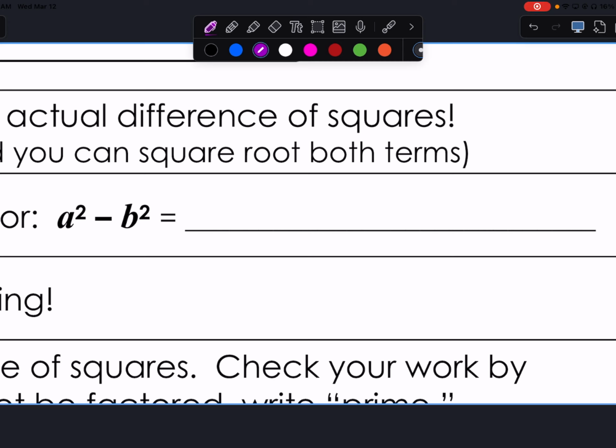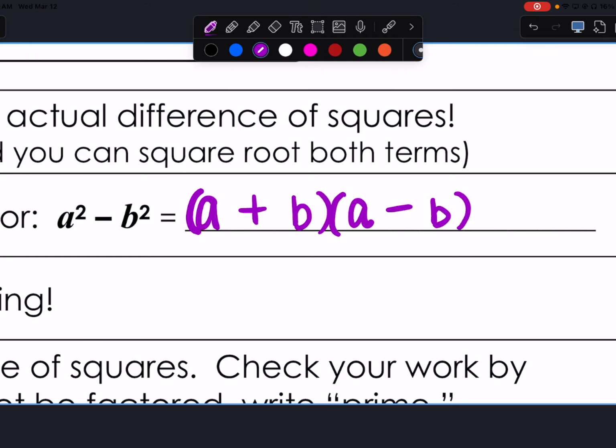So here, all we have to do is set up our parentheses. And what squares to give you a squared? What squares to give you b squared? B. What do you need to get a negative? A positive and a negative. So if you follow that procedure for any difference of squares, you will be able to factor it.